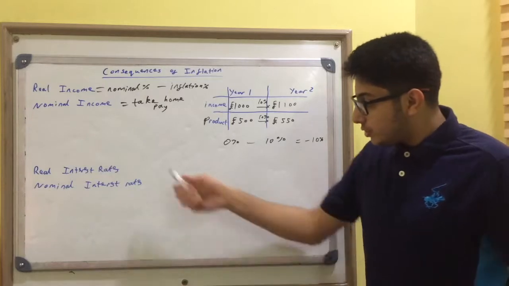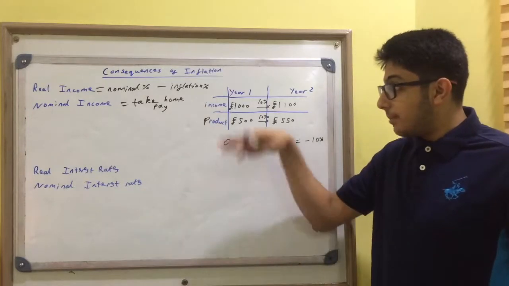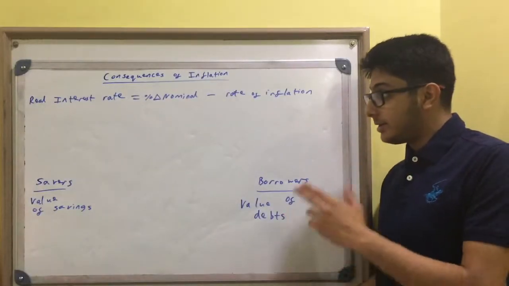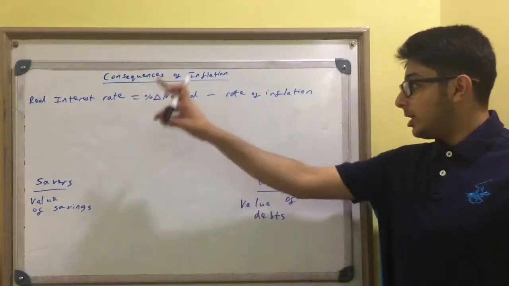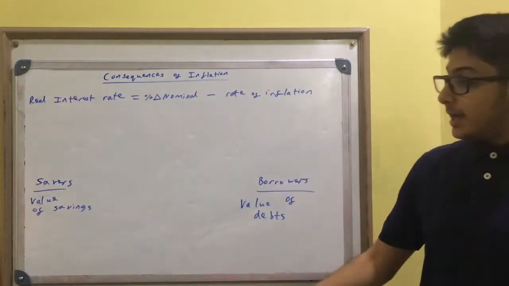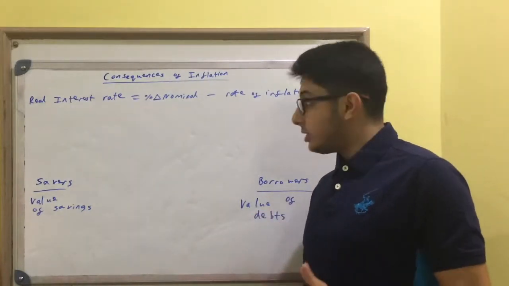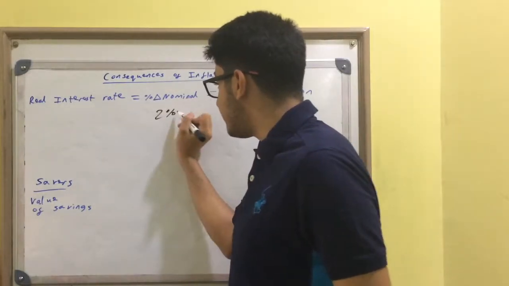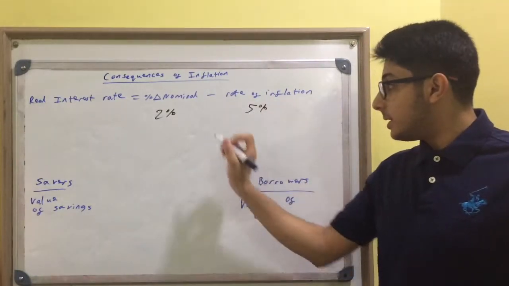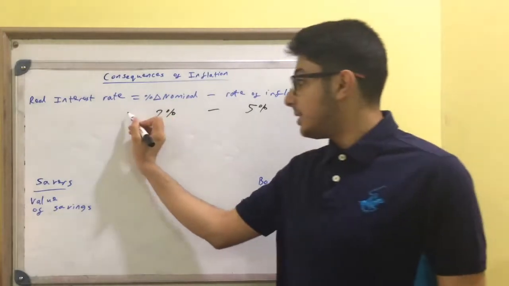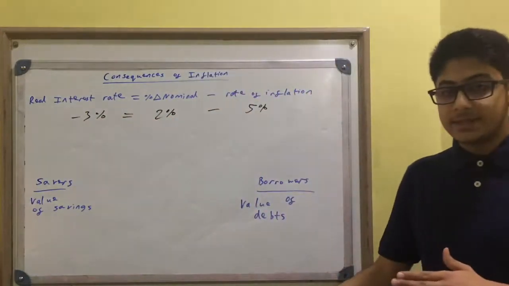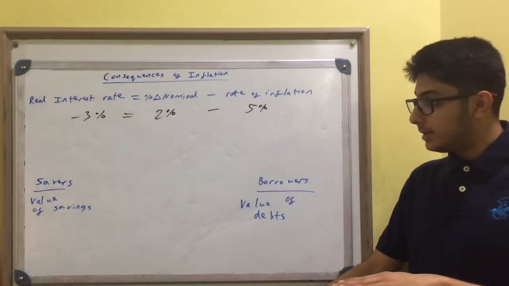Now, real interest rates and nominal interest rates are pretty much the same thing, but for interest rates. So let me go through that. Real interest rates are calculated the same way real income is calculated: the percentage change in the nominal take away the rate of inflation. So say the nominal interest rate, the one that's not been adjusted for inflation, is 2%. But the rate of inflation is 5%. The real interest rate is going to be negative 3%. So the value of interest has decreased by 3%.